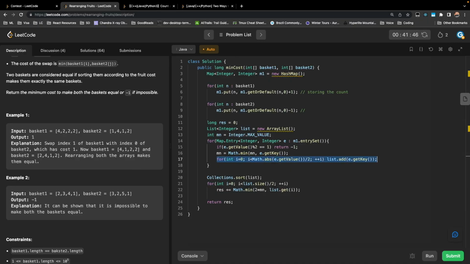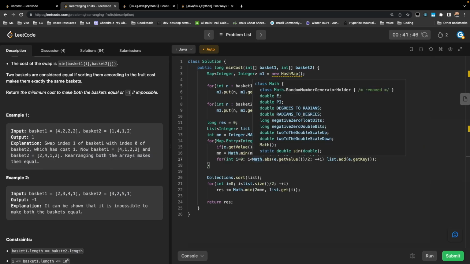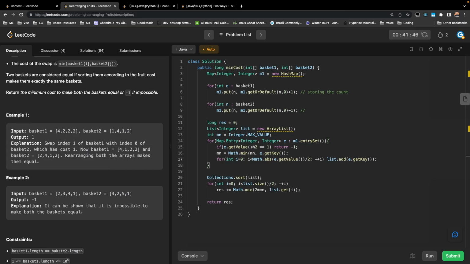Now here, how many swaps do we need to do? Suppose 2 occurs twice in one of the baskets, so it needs to go once into the second basket, right? If 2 is present with value 2 in the first basket, then after distribution, to make B1 and B2 look equal, it has to go into the second. So one of the 2s should go into the second basket. So this is what we are doing here. We are moving half of the values to this list, okay?